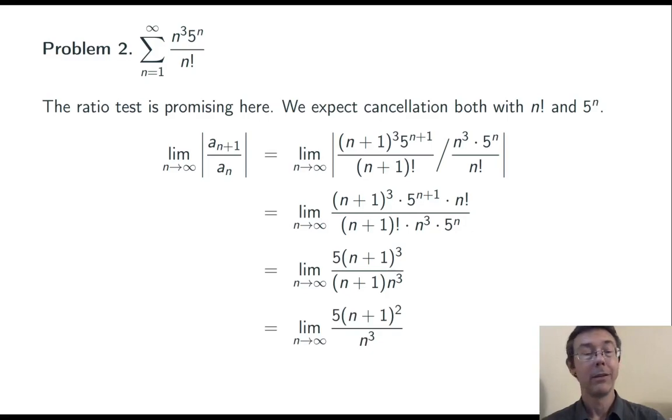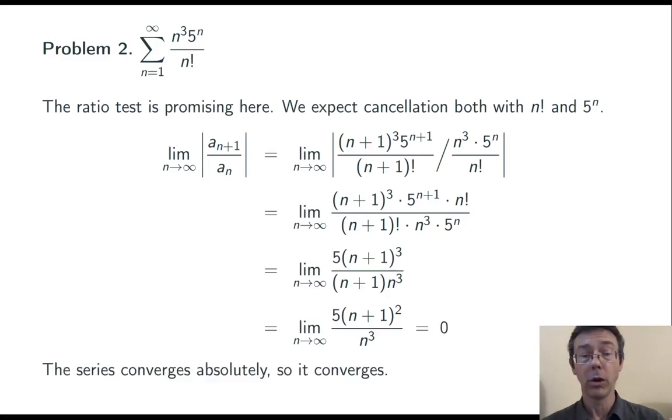Of course, a factor of n plus 1 cancels, and I'm left with 5 times (n plus 1) squared over n cubed. So that's going to be an infinity over infinity indeterminate form. I need to do a little work on it. For example, I could use L'Hopital's rule, or I could factor out an n squared from the top and bottom. Regardless of what I do, I'm going to get 0.